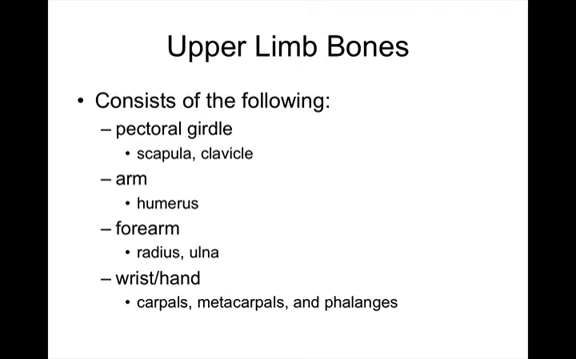The pectoral girdle helps anchor the remaining bones to the axial skeleton. And then we're moving distally as we talk about the arm, forearm, wrist, and hand. The most distal aspect of the upper limb skeleton then is the wrist and the hand, and technically the phalanges, the bones of the digits.